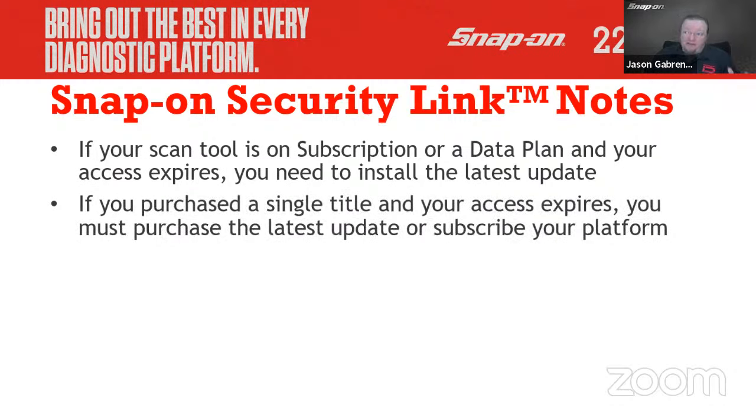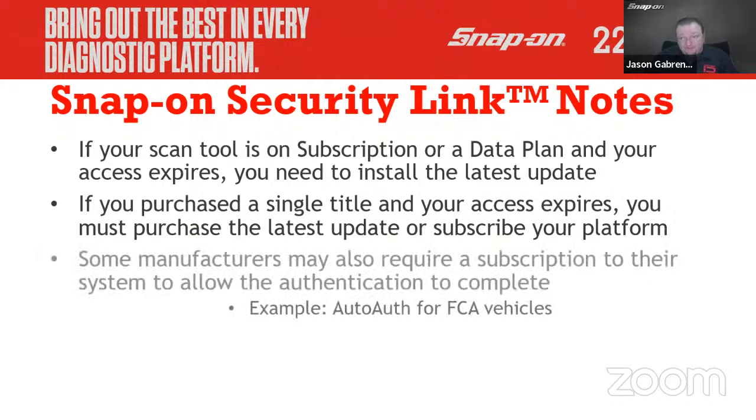If you have a single title in your tool, so that'd be a single software update that you would buy from your Snap-on representative, and that happens, you need to either get the latest update in that case, or just put your tool on subscription, and then you would be able to get the latest update then.